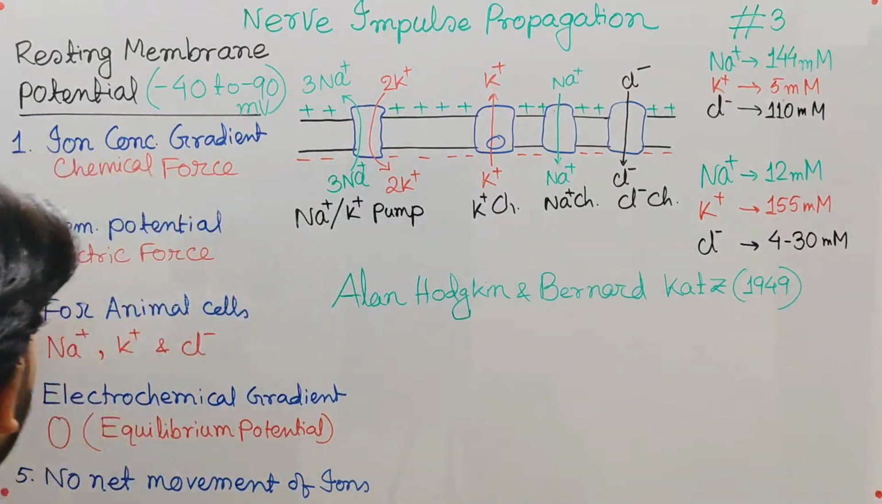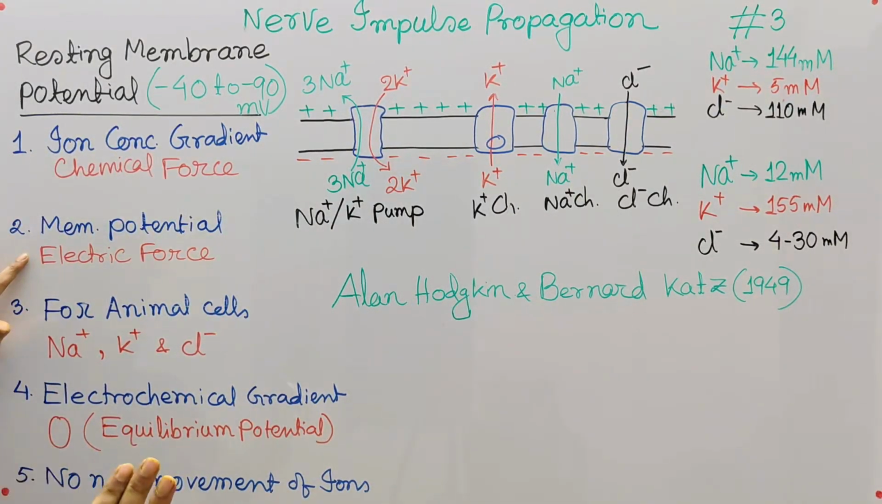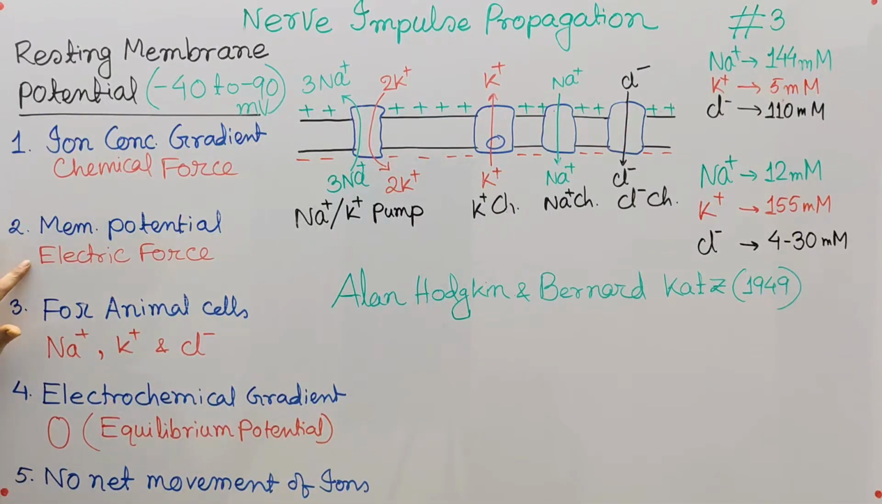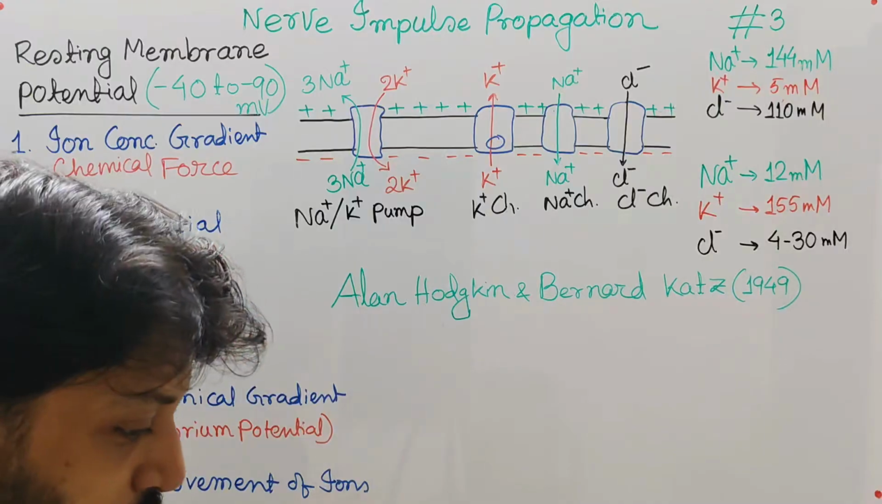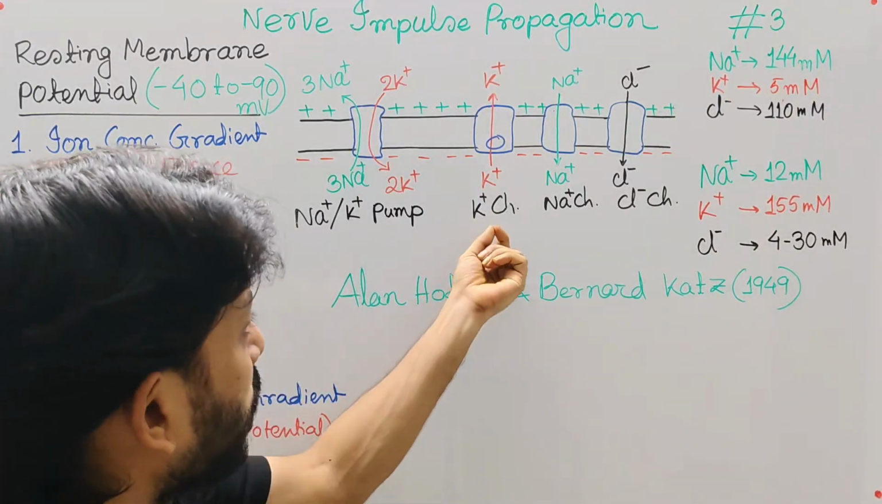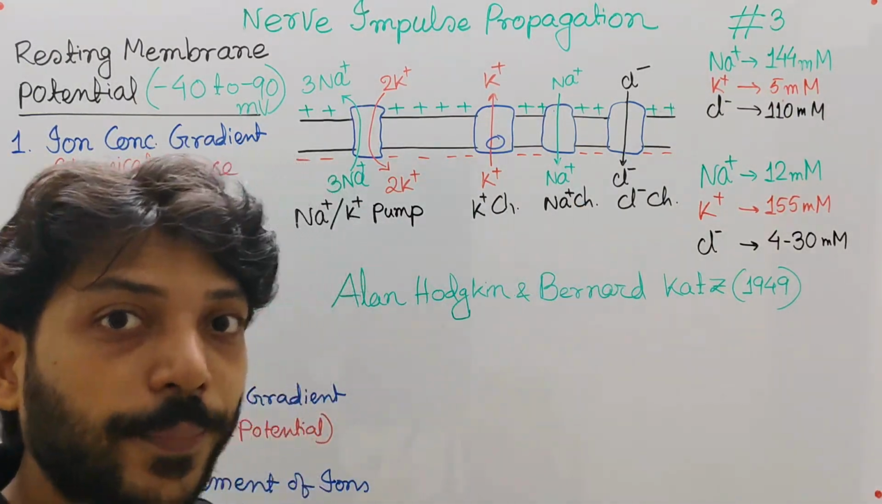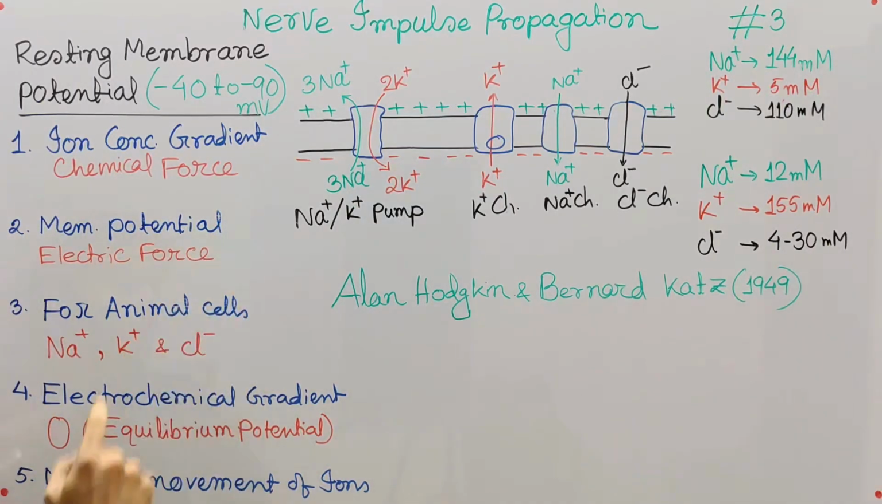Now, let me explain the second point, that is the electrical force. Generally, this electric force is the opposing force of chemical force or ion concentration gradient. Now, what will happen if these channels are open? There will be a membrane potential.